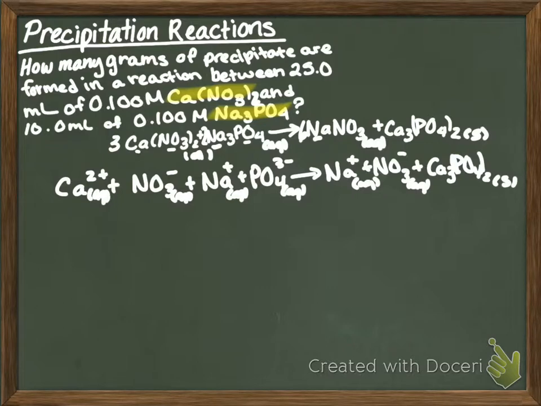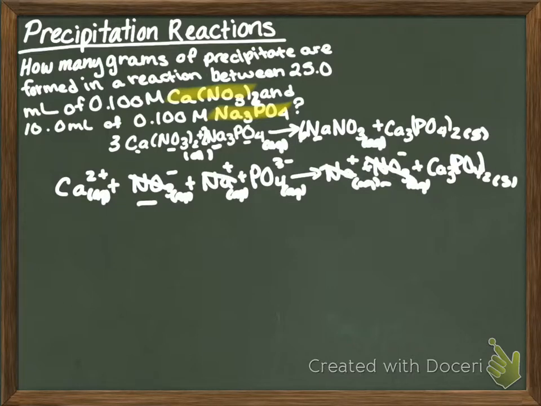From this, we can write a net ionic equation. To do that, we're going to take everything that we see identical on each side of the problem and cancel it out. Those are our spectator ions. In this case, we see an identical NO3- on each side, so those can go away. We also see an Na+ ion on each side, and those can be canceled out.